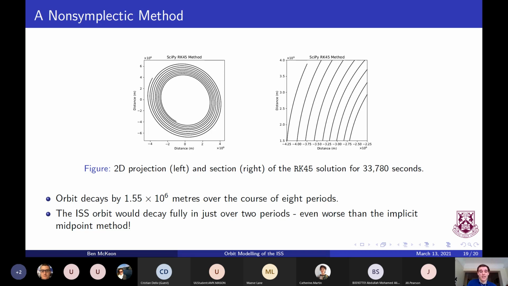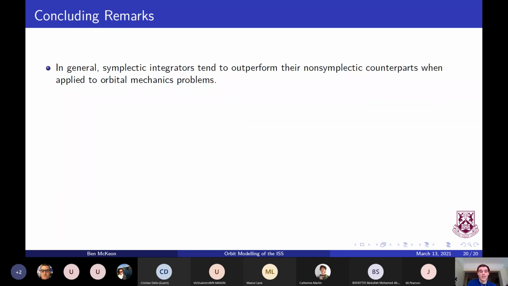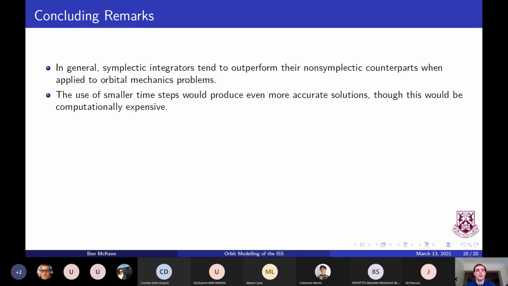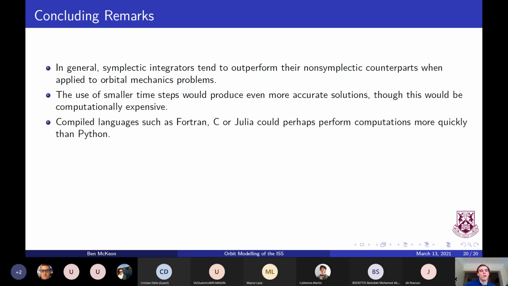So finally, we see that symplectic integrators tend to outperform their non-symplectic counterparts when applied to orbital mechanics problems. And again, I used a 5-second time step, but if we used maybe a fraction of a second, maybe 0.01 seconds, we would produce more accurate solutions, though this could end up being more computationally expensive. However, to solve the problem of computational expense, we could use a compiled language such as Fortran, C, or Julia, which would allow computations to be done much more quickly.